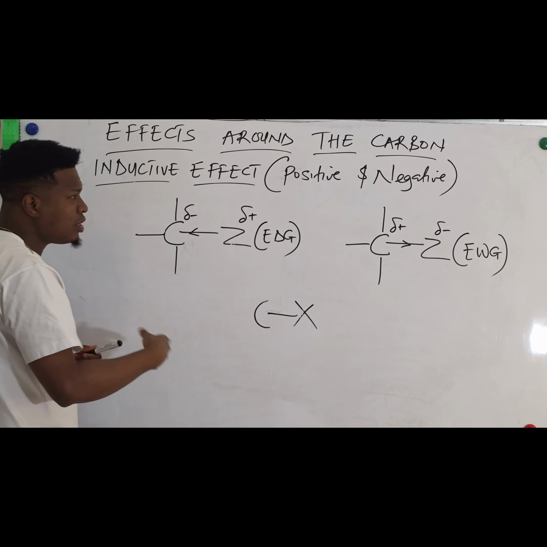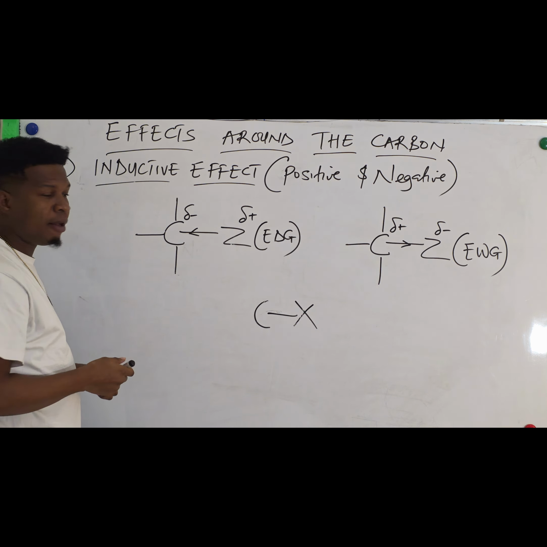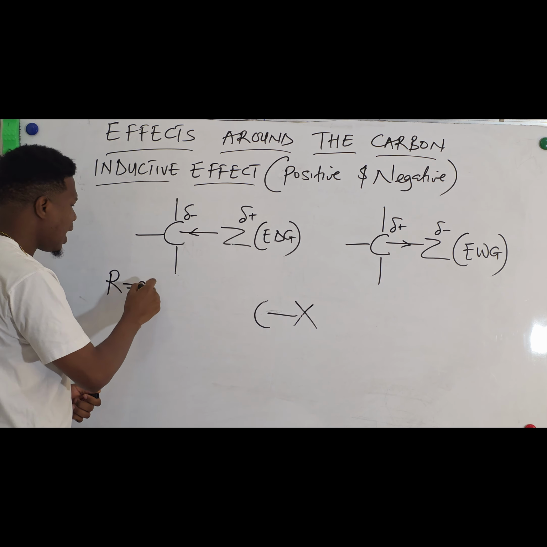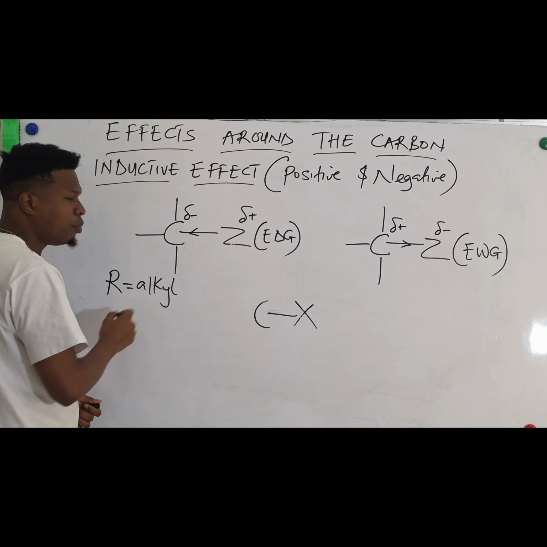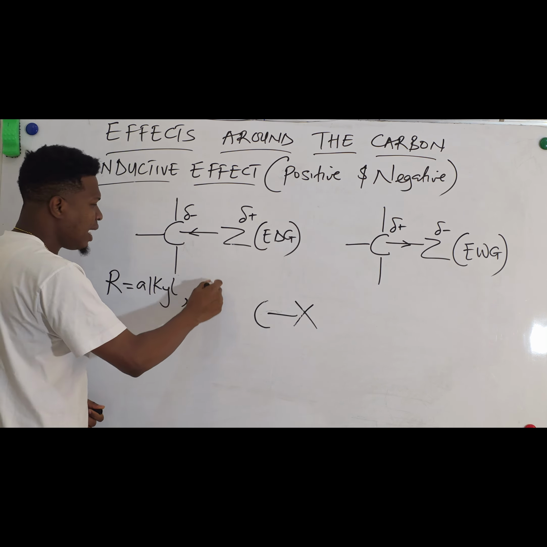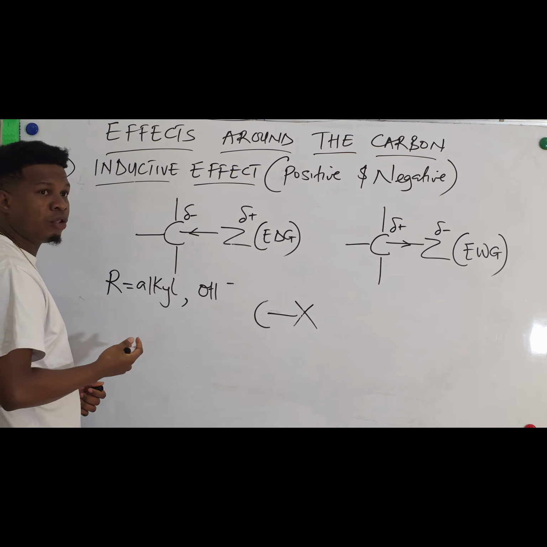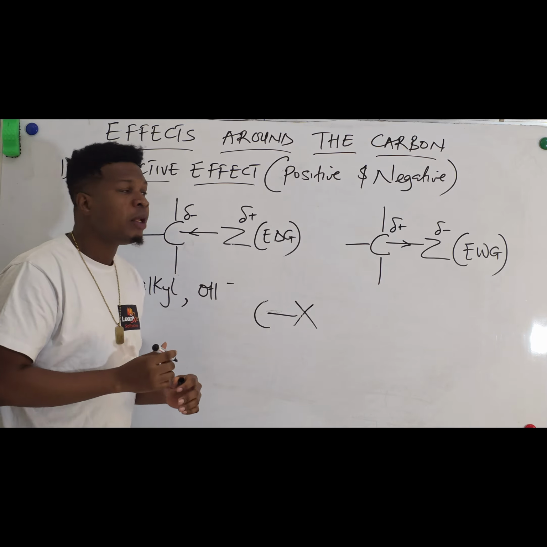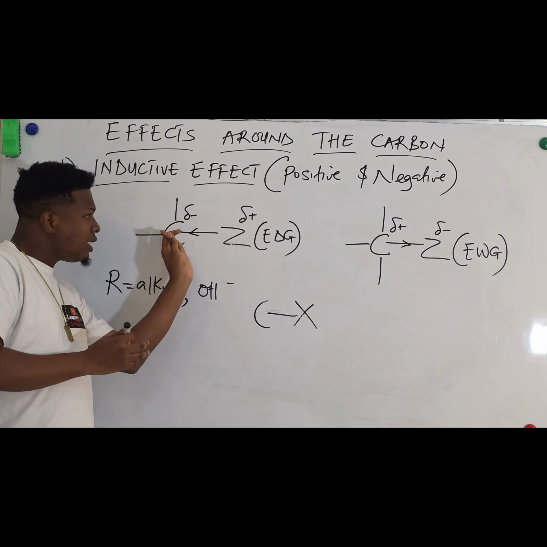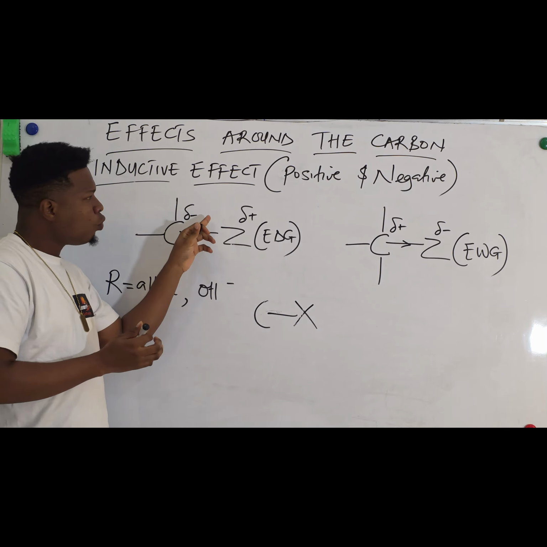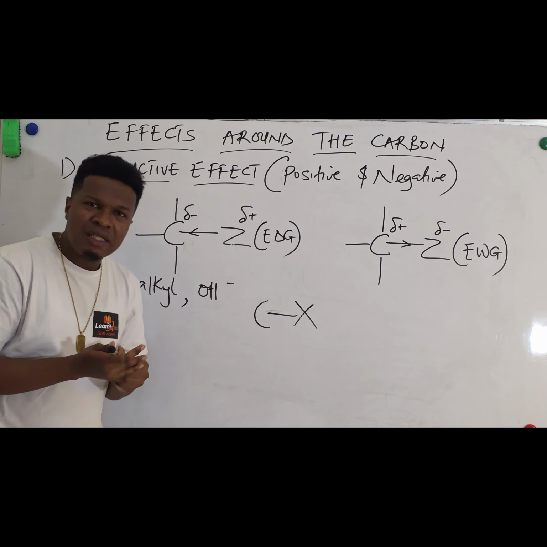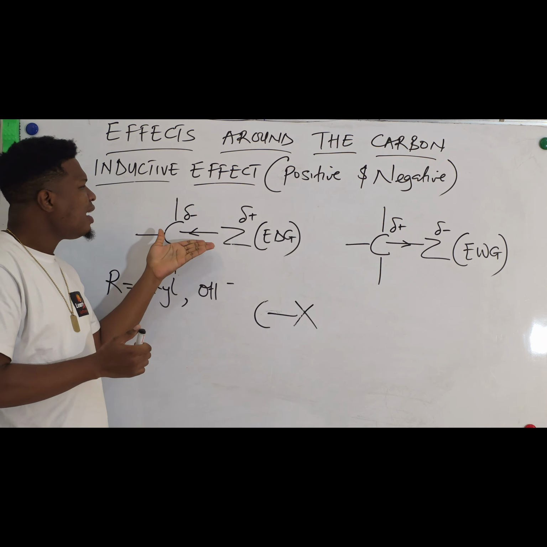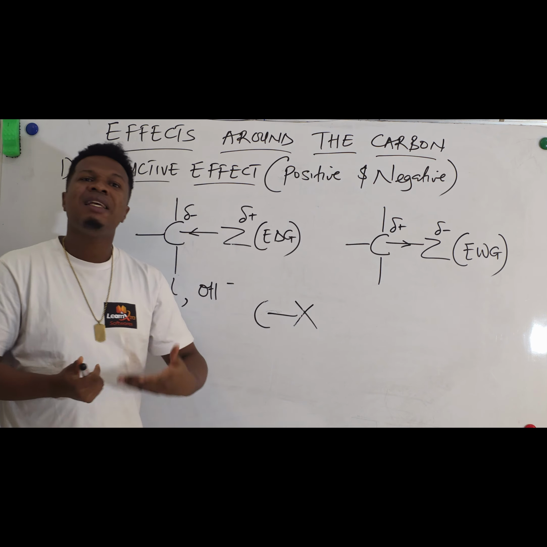And the electron donating groups that we have, there are many, okay? But R groups are one of them. R groups are electron donating groups, same as hydroxide ion. They are also electron donating groups. So when you have an electron donating group and you donate electron to the carbon, what we call that is a positive inductive effect. And what is the implication?